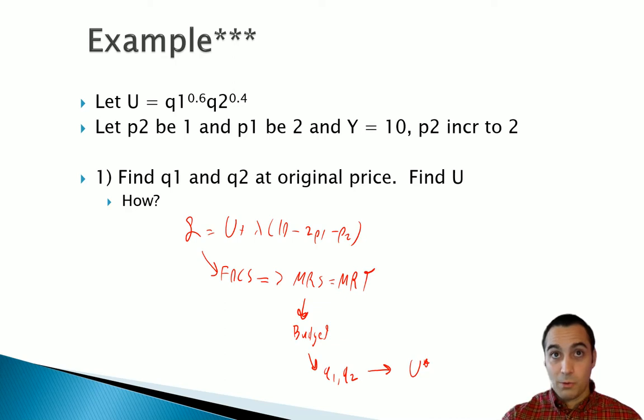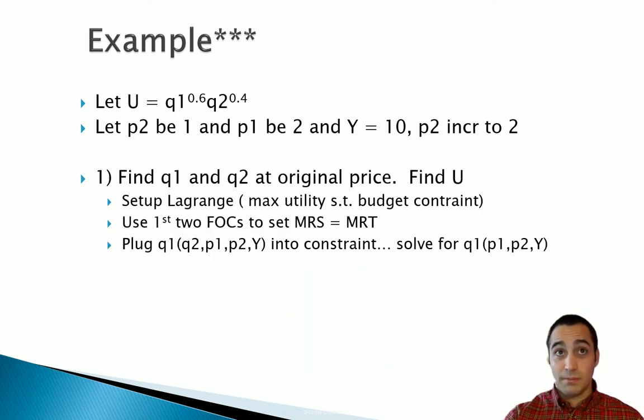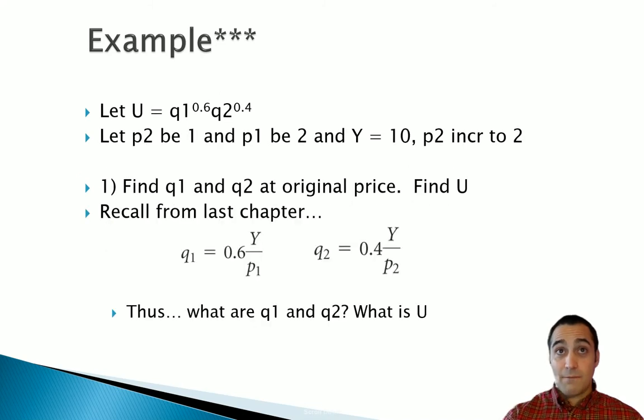Now, going through all of this would take us a ton of time, so instead I'm just going to invoke a little shortcut. If you look in the last chapter of your textbook, there's little cheater functions that tell you actually the solutions for some of the usual suspects. For instance, the Cobb-Douglas utility function is always solved by Q1 equals the coefficient associated with Q1, i.e. 0.6, times Y over P1. Q2, similarly, is going to be the coefficient associated with Q2 in your utility function times Y over P2.